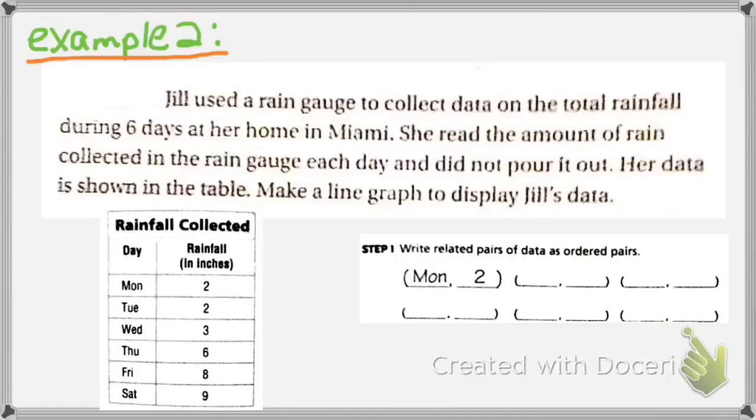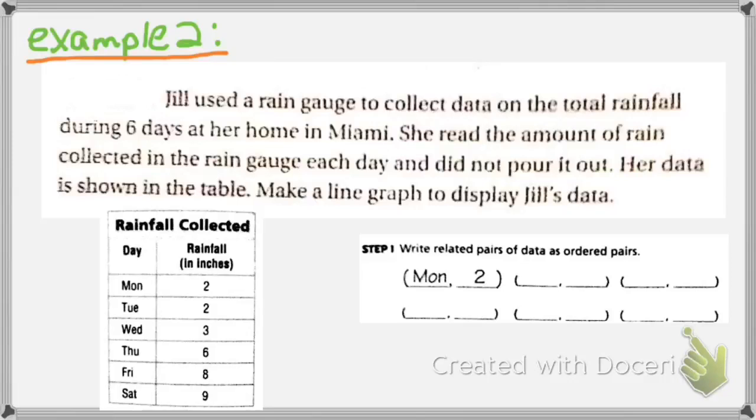Let's take a look at example number 2. Jill used a rain gauge to collect data on the total rainfall during 6 days at her home in Miami. She read the amount of rain collected in the rain gauge each day and did not pour it out. Her data is shown in the table. Make a line graph to display Jill's data.